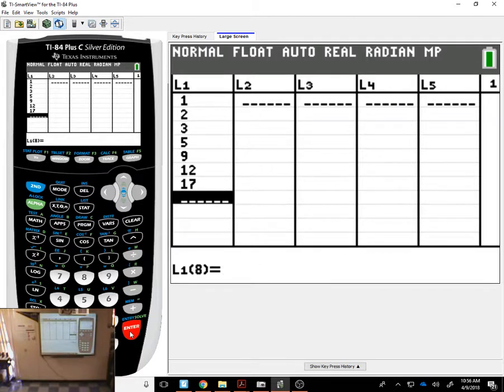Wait, how are you putting it in? Oh, just 1 enter, 2 enter, 3 enter, 5 enter, 9 enter, 12 enter, 17 enter. Okay? You guys cool with that?